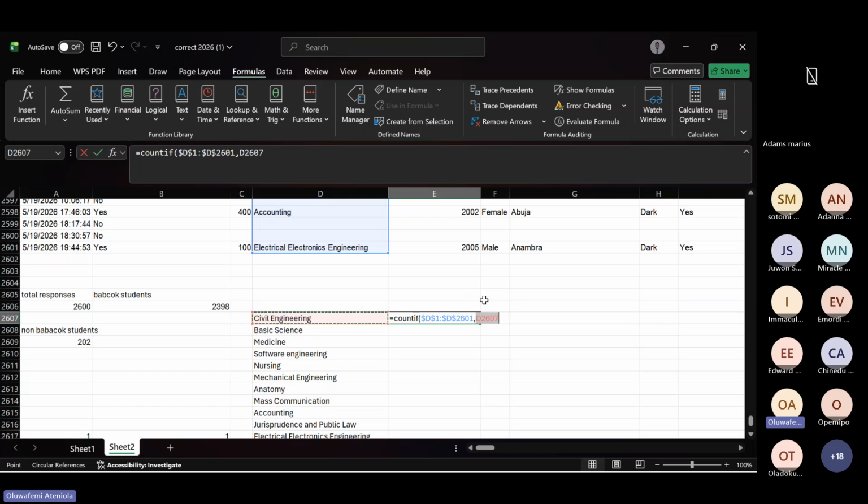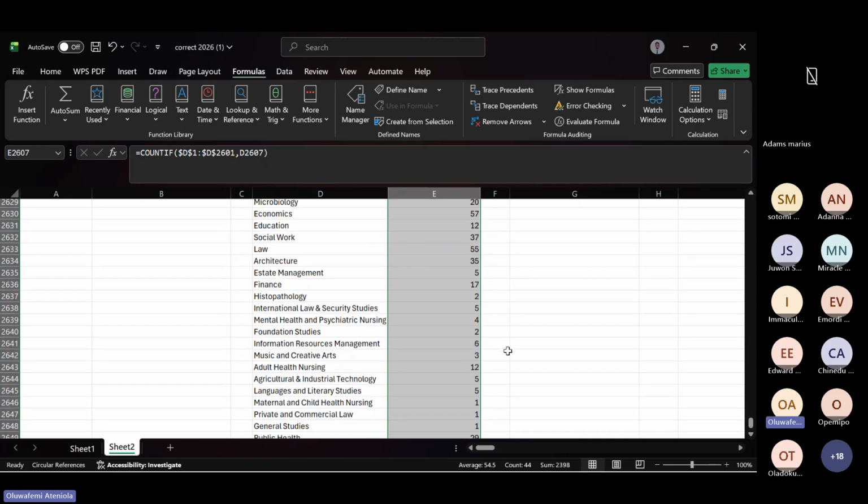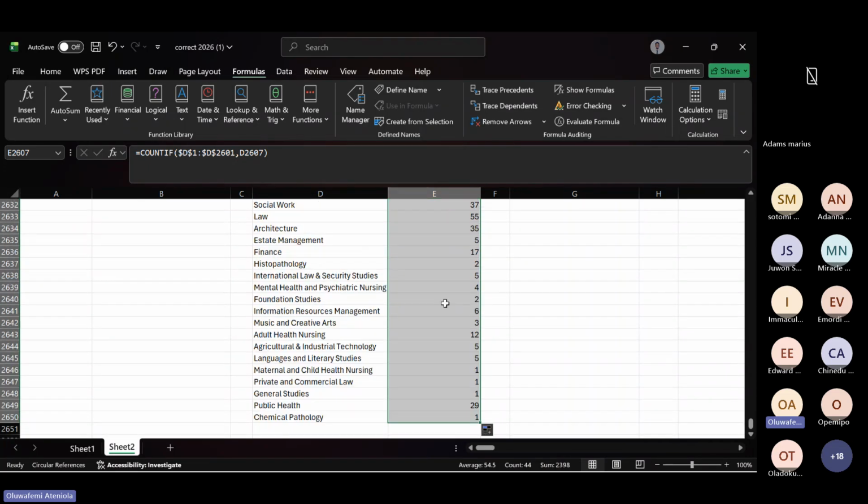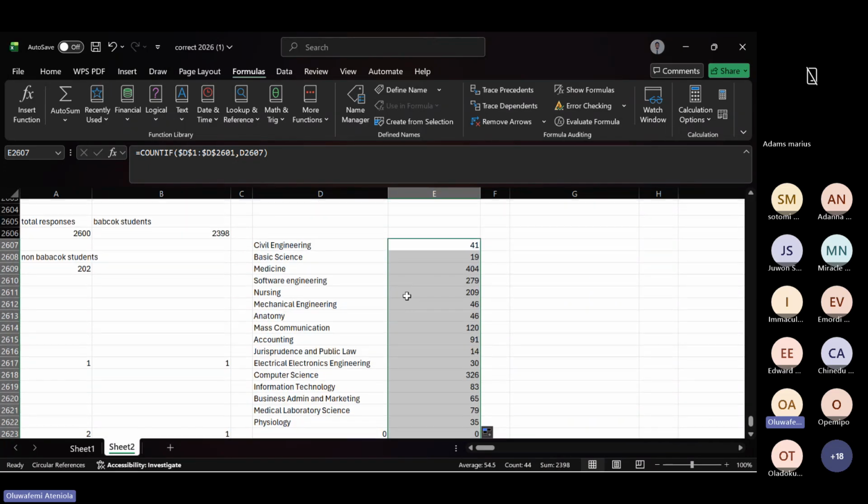If you take a look at the top here, you will notice it's already writing software, civil engineering there. If I hit enter, it's already telling you 41 of them. And then we can relate our formula downwards. So you can see how fast it is to find how many people from each department participated in this survey.